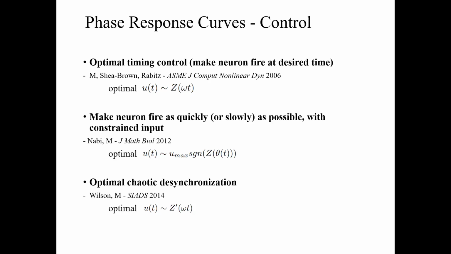Another problem is maybe we want the neuron to fire as quickly or as slowly as possible, given some constraint on the input. Again, the optimal input can be understood in terms of the phase response curve, or what we called optimal chaotic desynchronization. I'll say a little more about that because we proposed it as a way to treat Parkinson's disease using deep brain stimulation. In deep brain stimulation, they implant an electrode into a patient's brain. They inject an electrical signal into the brain tissue. If you choose the right signal, it can make the symptoms go away.